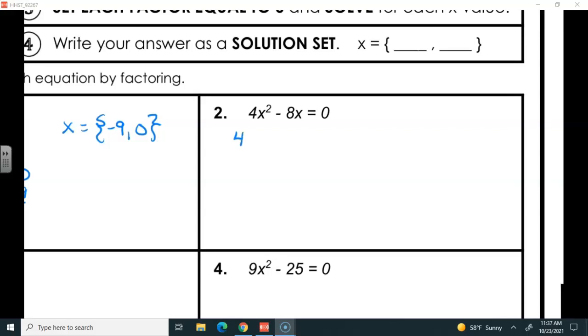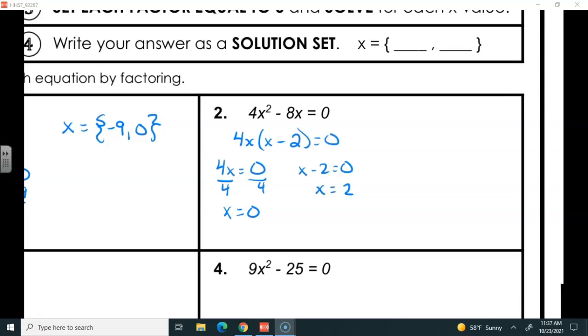Okay, so we're going to take out a 4 and an x, and that's going to leave me x minus 2 equals 0. So we have 4x equals 0. We're going to divide by 4, x equals 0. And then x minus 2 equals 0, so x is going to equal 2.